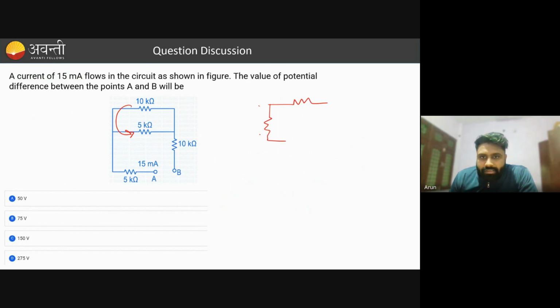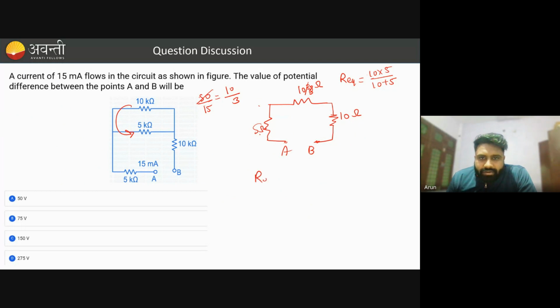This is 5 kilo ohm. This is A. This is 10 kilo ohm, and this is B. Okay. This R equivalent will become, I have told you the formula, for two resistors in parallel we can directly apply 10 into 5 divided by 10 plus 5. So 10 into 5 will become 50 divided by 15. If you divide by 5, 5 times 10 is 50, 5 times 3 is 15. So 10 by 3 ohm, 10 ohm and 5 ohm. This is in kilo ohm, so do not worry about it.